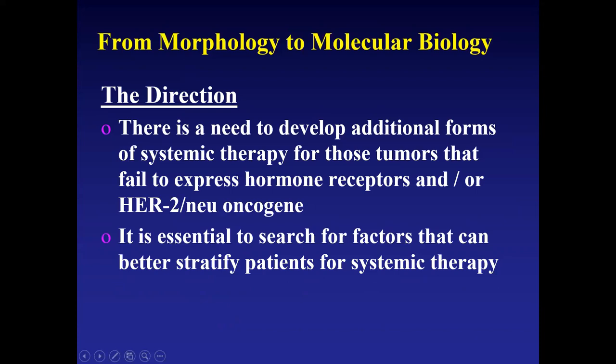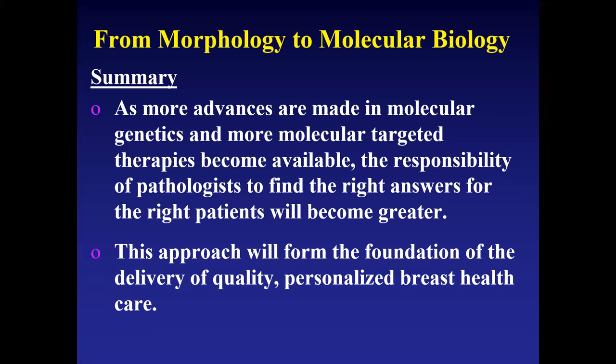Now, what is next? The direction is that there is a need to develop additional forms of systemic therapy for those tumors that fail to express hormone receptors and/or HER2 oncogene. And it is essential to search for factors that can better stratify patients for systemic therapy. So having said that, as more advances are made in molecular genetics and more molecular targeted therapies become available, the responsibility of pathologists to find the right answers for the right patients will become greater.